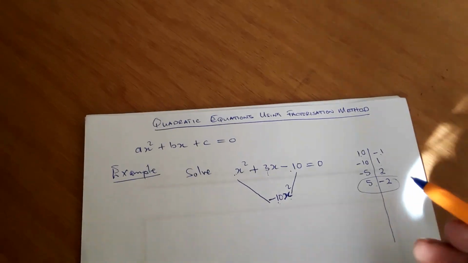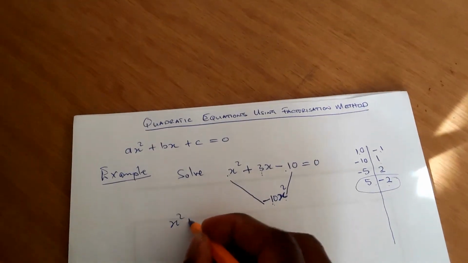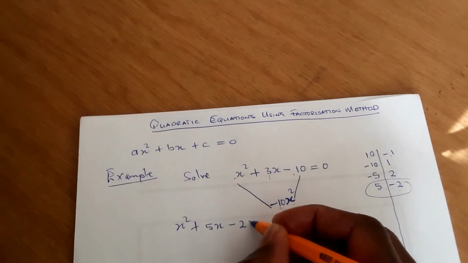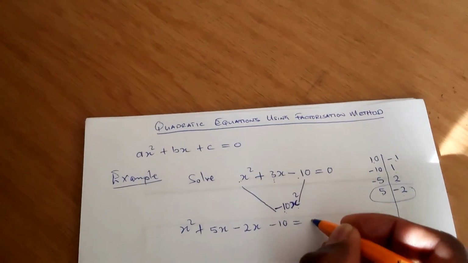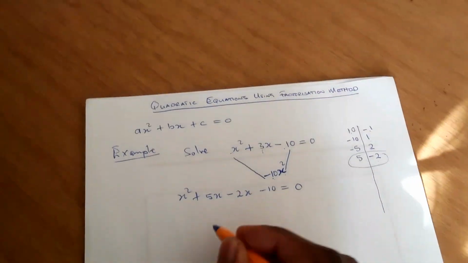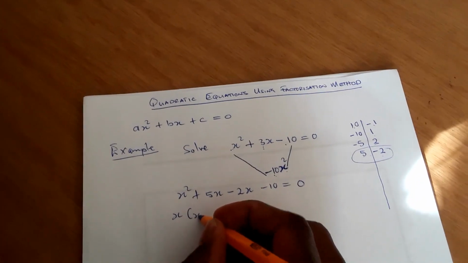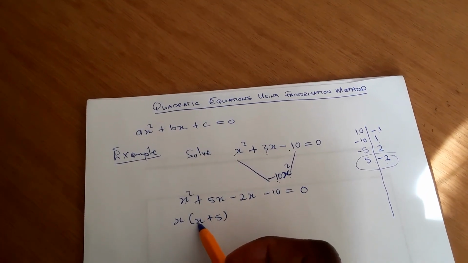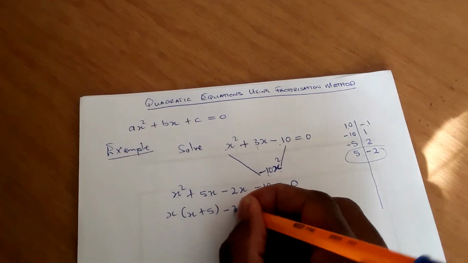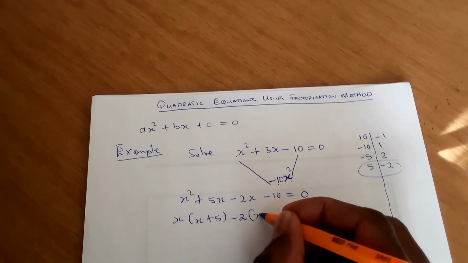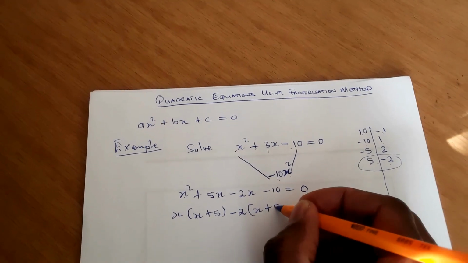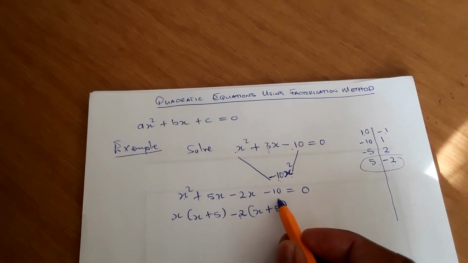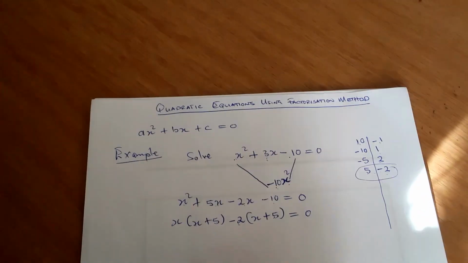So after getting these factors, we then say x squared plus 5x minus 2x minus 10 is equal to 0. Then we now factorize. We factor out x, then we have x plus 5. If we factor out x here, we will remain with x here, and we remain with 5. Then we factor out minus 2 here, then we have x, then here we have plus 5, because minus 2 times x gives minus 2x, and minus 2 times plus 5 gives minus 10, is equal to 0.